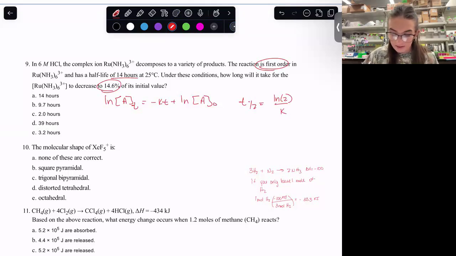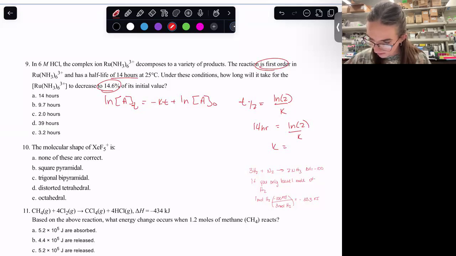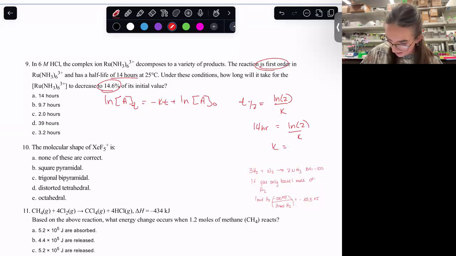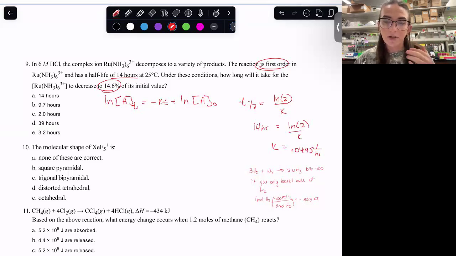So in order to find k for this reaction, because we're not given that, we can plug in 14 hours into ln of 2 over k, and we can solve for k this way. So we get k is equal to 0.0495 1 over hours. And remember, this is a first order reaction. So your k value is always going to have units of 1 over time, whether that's seconds, hours, minutes, days, weeks, months. It does not matter as long as you have a 1 over time component.